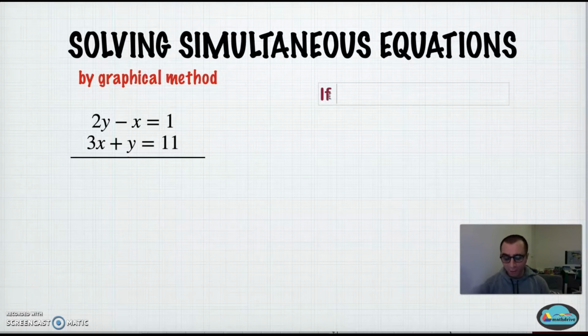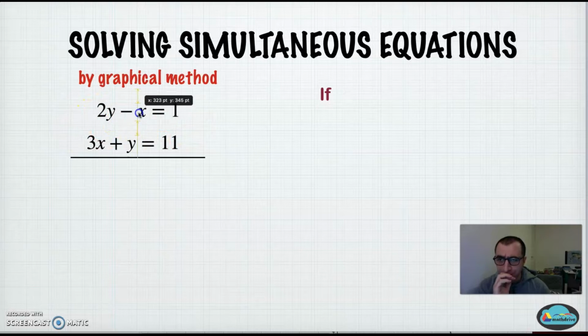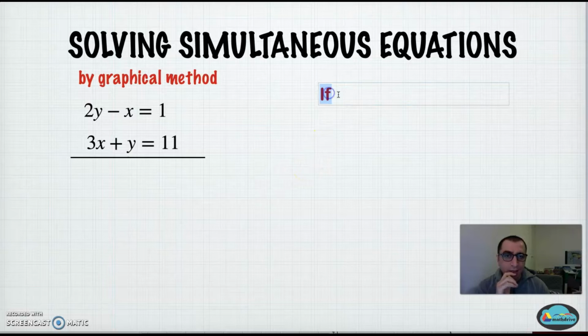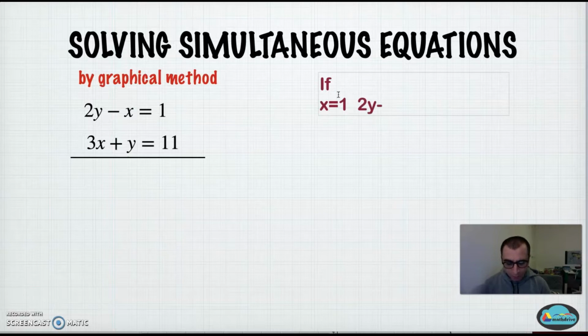Let's say I am going to work on the first equation. In this equation, I need to get 2 points, because if I get 2 points, then I will be able to draw the line passing through these 2 points. You are going to give random values for x. Let's say x is equal to 1. You can give any other. Then figure out the corresponding value for y.